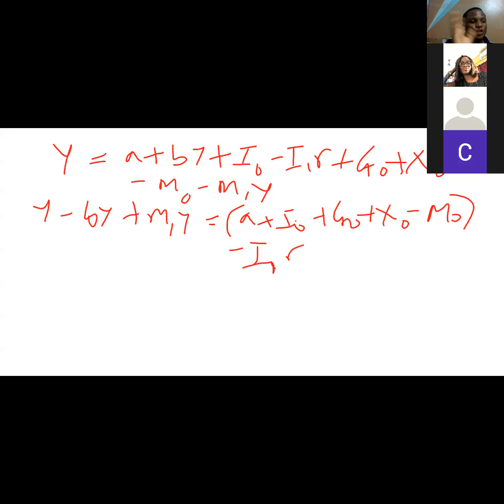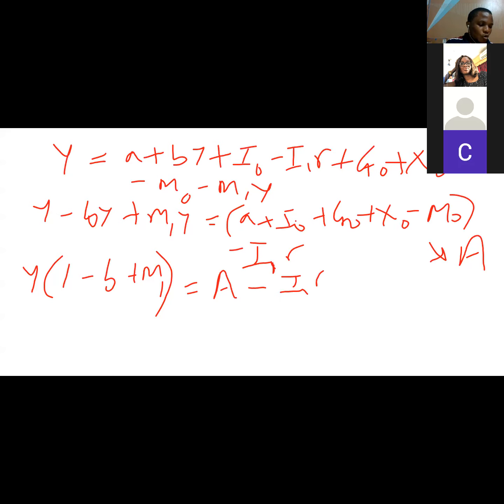Now, why did I put all of those in brackets, A plus I0 plus G0 plus X0 minus M0? They are all exogenous. There will always be a number, 15, 20, 32, 40, so they are exogenous. So let me call all of those exogenous variables A for simplicity. Then I can factor out my common term from the left-hand side, which is Y: Y into 1, minus Y into B. Oh, sorry, I still have my M, then plus M1, should be equal to A minus I1R.